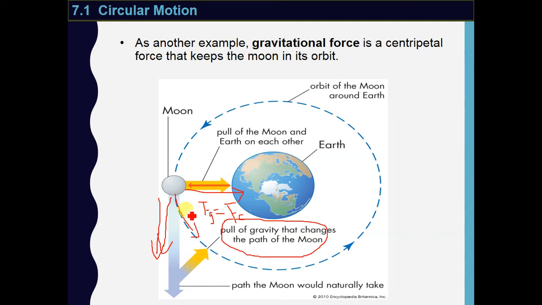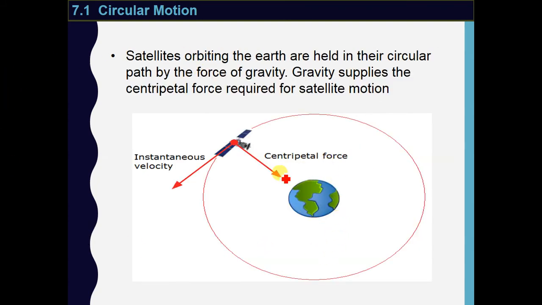I will repeat again. For any body moving in a circular path, we must have a force that pulls this body toward the center, that keeps this body on its circular path and doesn't cause it to go out of this circular path. As another example, gravitational force is the centripetal force that keeps the moon in its orbit. Also another example, we know that the satellites move around earth.